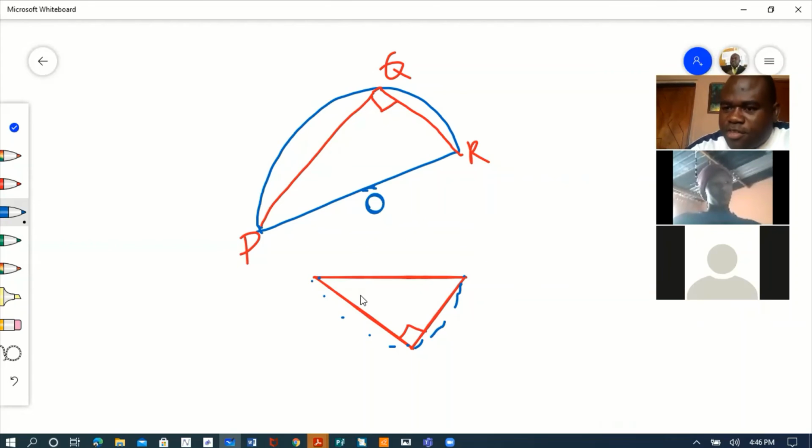Matipe, what's your view? Why do you agree or not agree that if we have a right angle triangle here, we can or we cannot draw a semicircle around it? The first thing is, do you agree that we can draw a semicircle around any right angle triangle? Yes. Then explain.